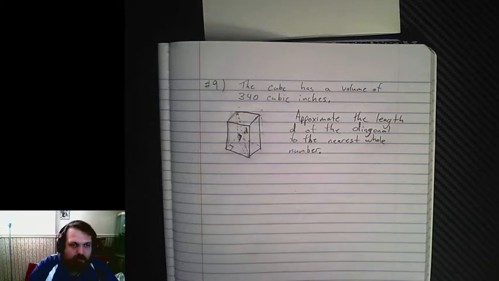So this one is a little bit more intricate than some of the other ones we've done today. We were asked, the cube has a volume of 340 cubic inches, and then we're asked to approximate the length d of the diagonal to the nearest whole number. So that's the diagonal going from the back top to the lower front.